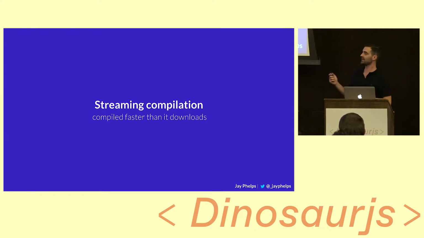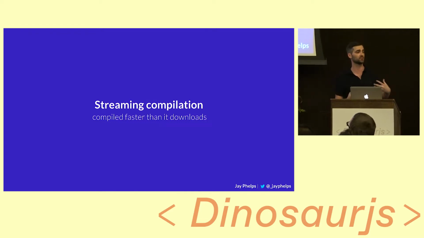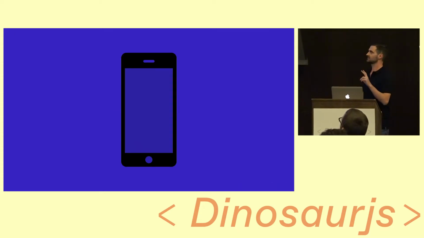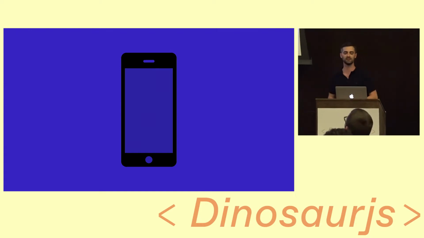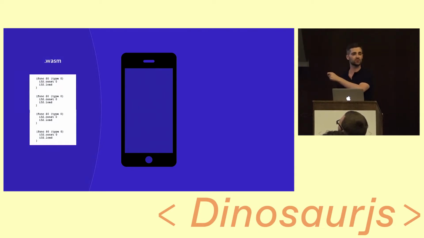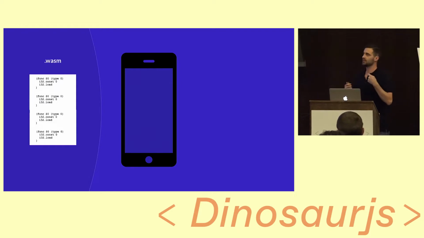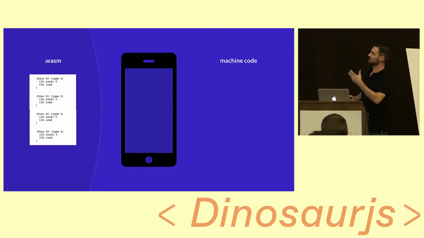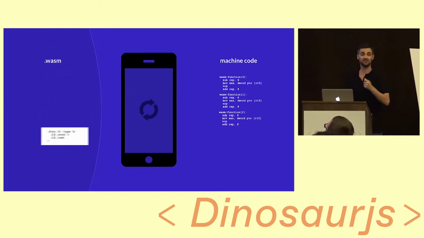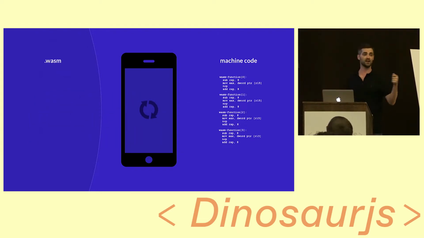One of the things that makes it really fast is something called streaming compilation. This is something that, unfortunately, is not possible with JavaScript, just by the very nature of the language. I have a little visualization to express what I mean by streaming compilation. So this is like an iPhone, your mobile device. Let's say we've got a WebAssembly file on the server, and that file gets sent to your browser. With streaming compilation, as each piece of the WebAssembly comes across the web, we can compile it, in many cases, faster than it comes across the wire.